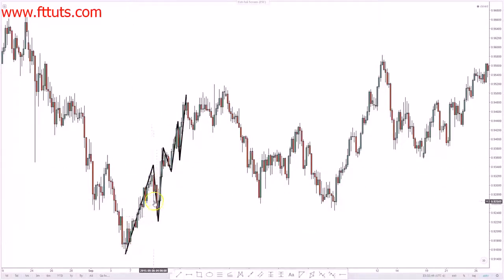So we get an up move, a small pullback, up move, small pullback, up move, small pullback, up move, big pullback, and then we just get a kind of a consolidation range right here. Let's actually draw that out.